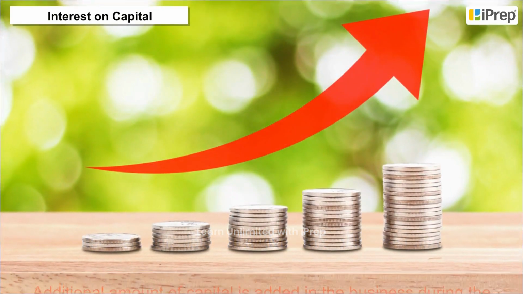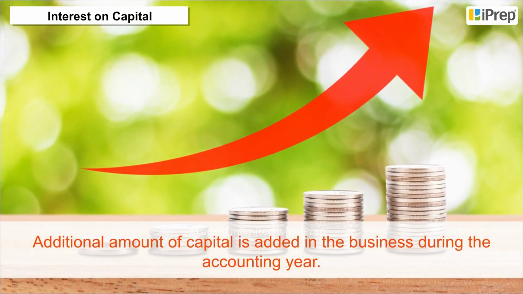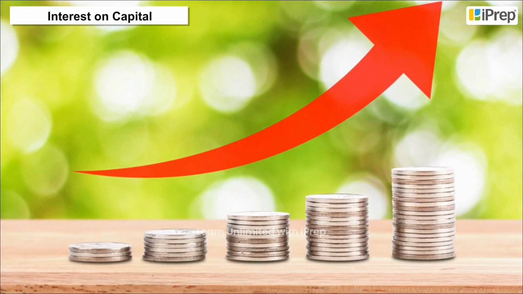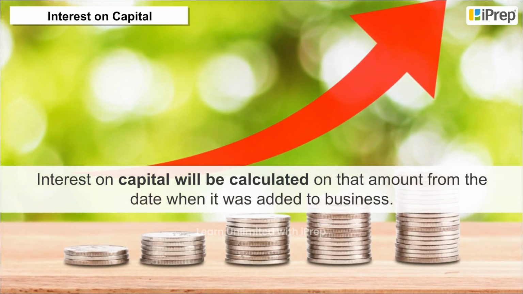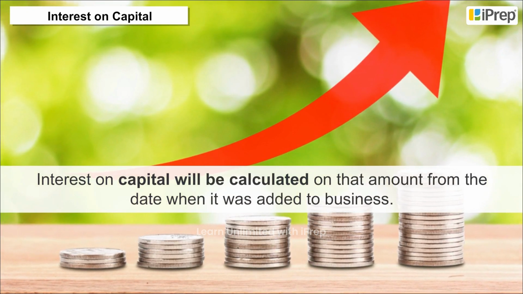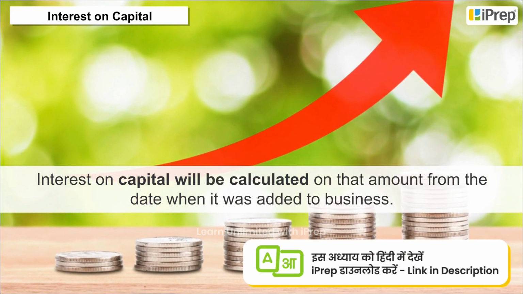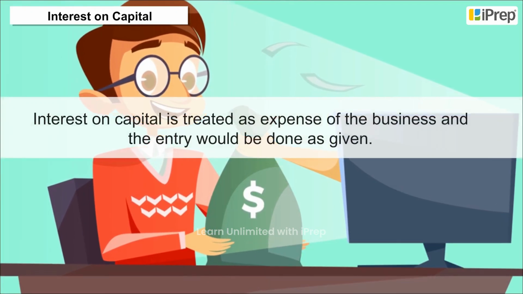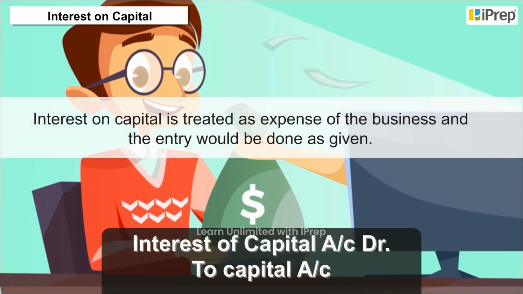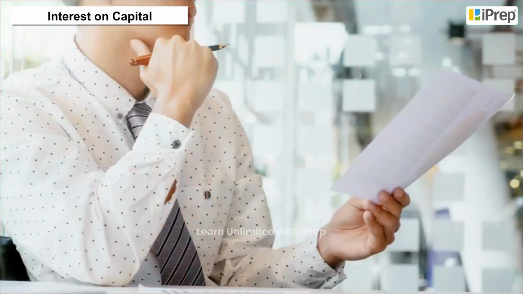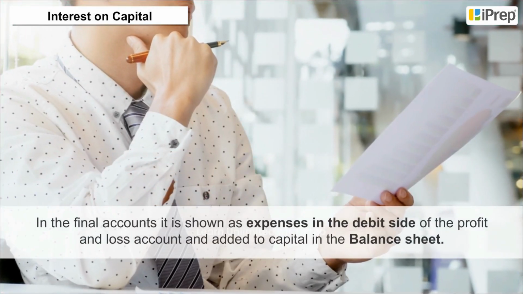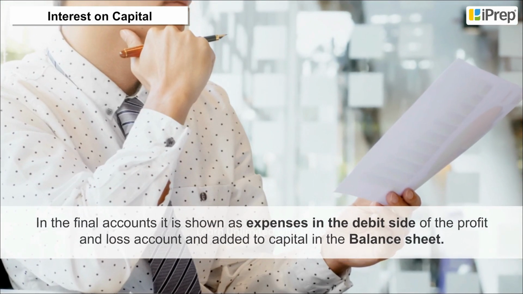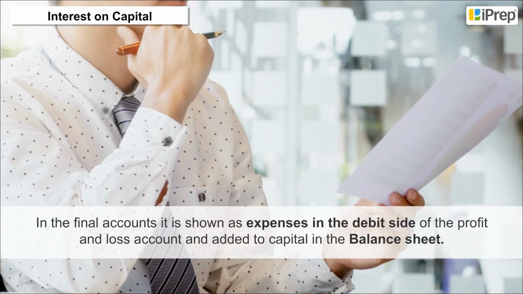If additional capital is added in the business during the accounting year, then the interest on capital will be calculated on that amount from the date when it was added to the business. Interest on capital is treated as an expense of the business and the entry would be done as given. In the final accounts, it is shown as an expense on the debit side of the profit and loss account and added to capital in the balance sheet.